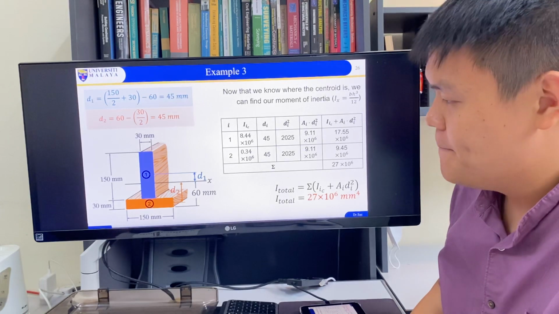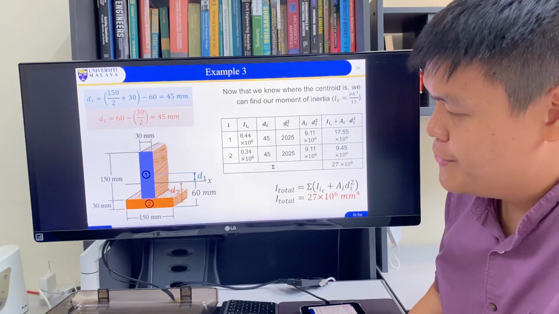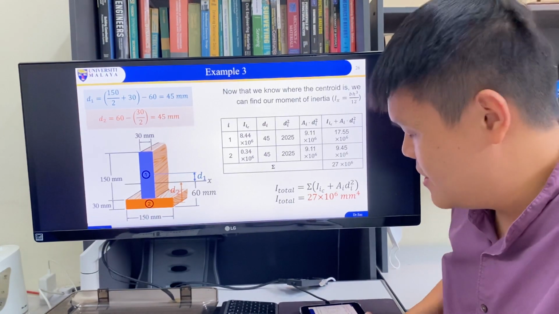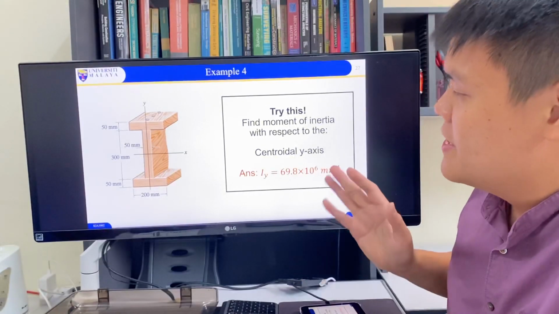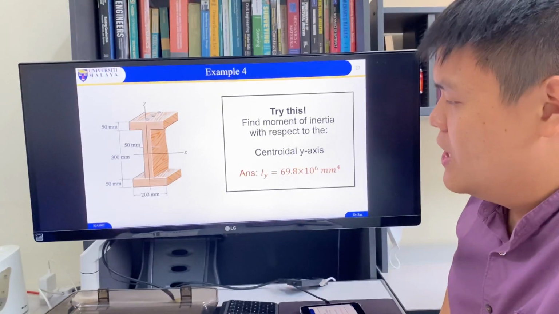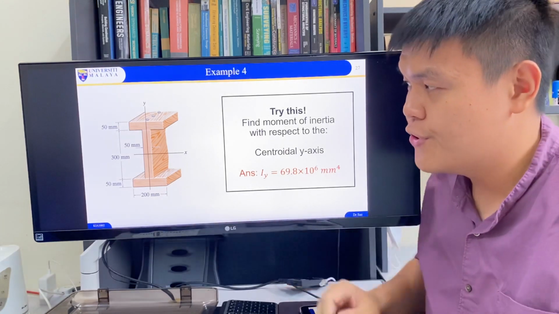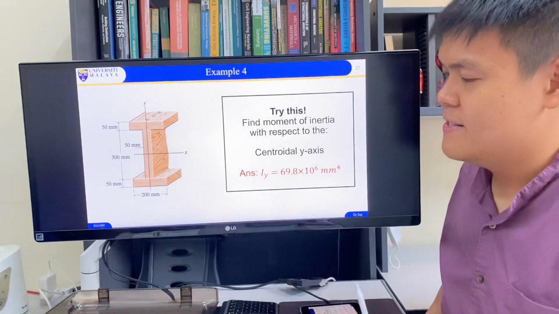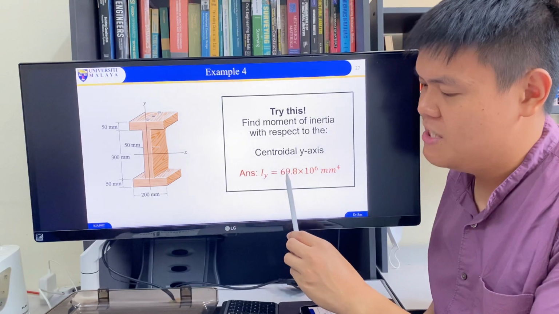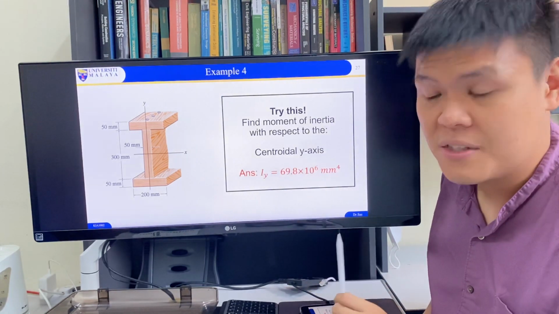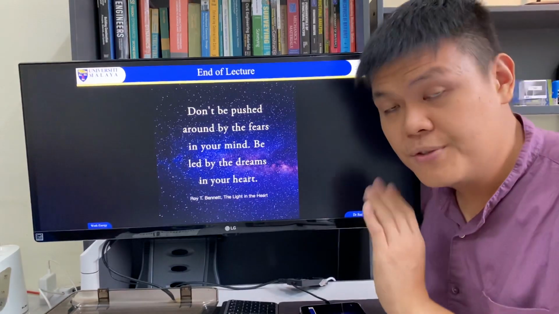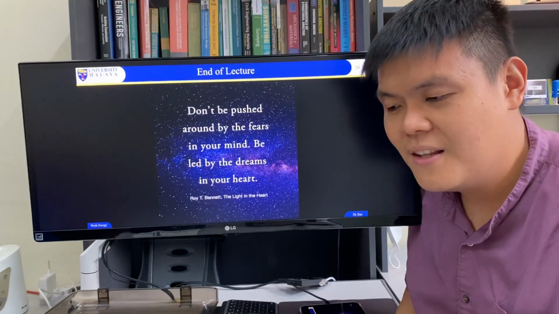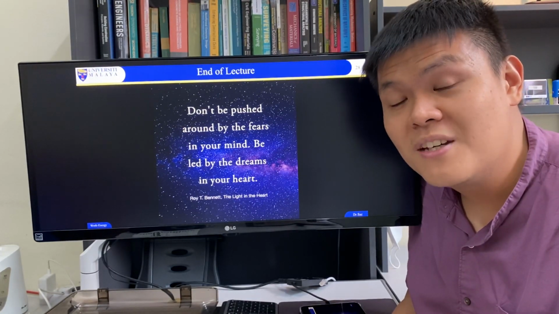Okay, so try to see this diagram, try to do the example. If you have any questions, just send me a message. I'll try to clear that up for you. Now try this. Find the moment of inertia with respect to the centroidal y-axis. Yes, the centroidal y-axis. And the answer you should get is about 69.8, 70 times 10 to the power of 6. Try to do that example. It should be quite straightforward. If you don't get the answer, then send me a message, come and see me. We'll try to clear things up.